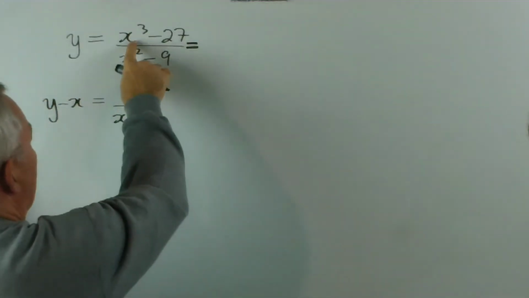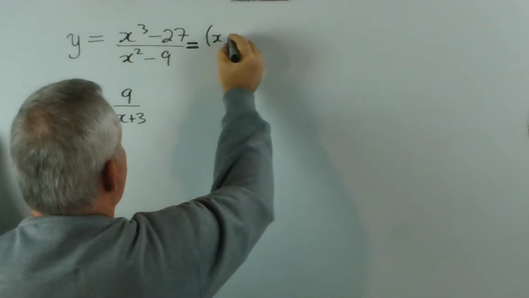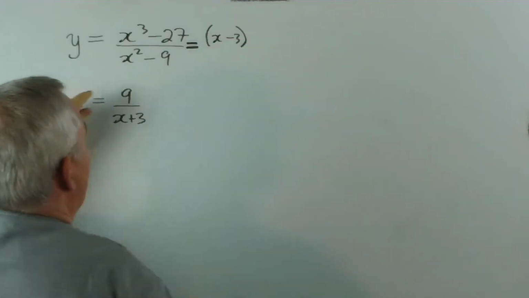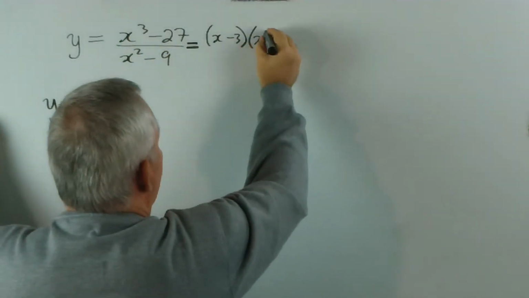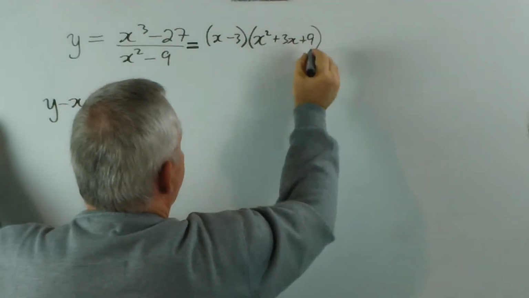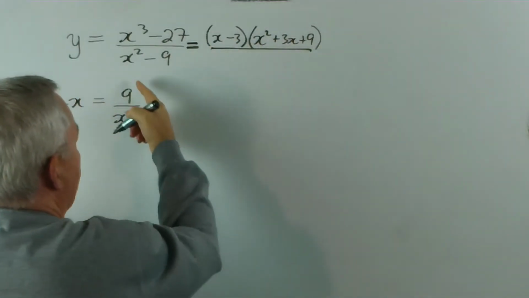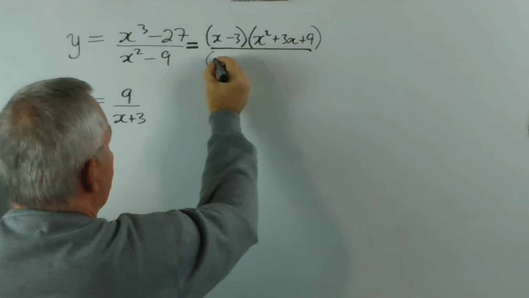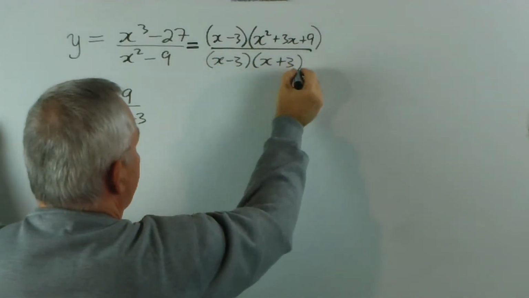That when we factorise the top and the bottom, the top factorises as x minus 3, because this is a difference between cubes, times x squared plus 3x plus 9. And the bottom factorises, because it's a difference between squares, as x minus 3 times x plus 3.